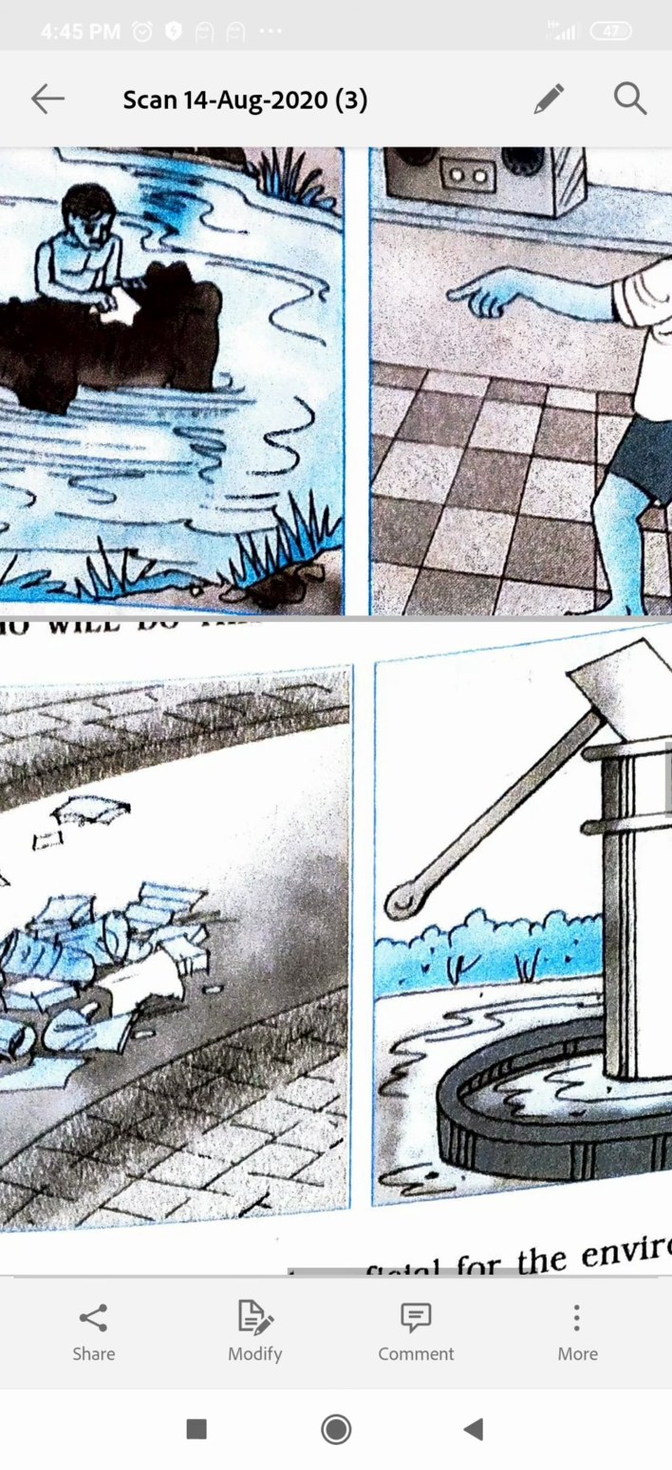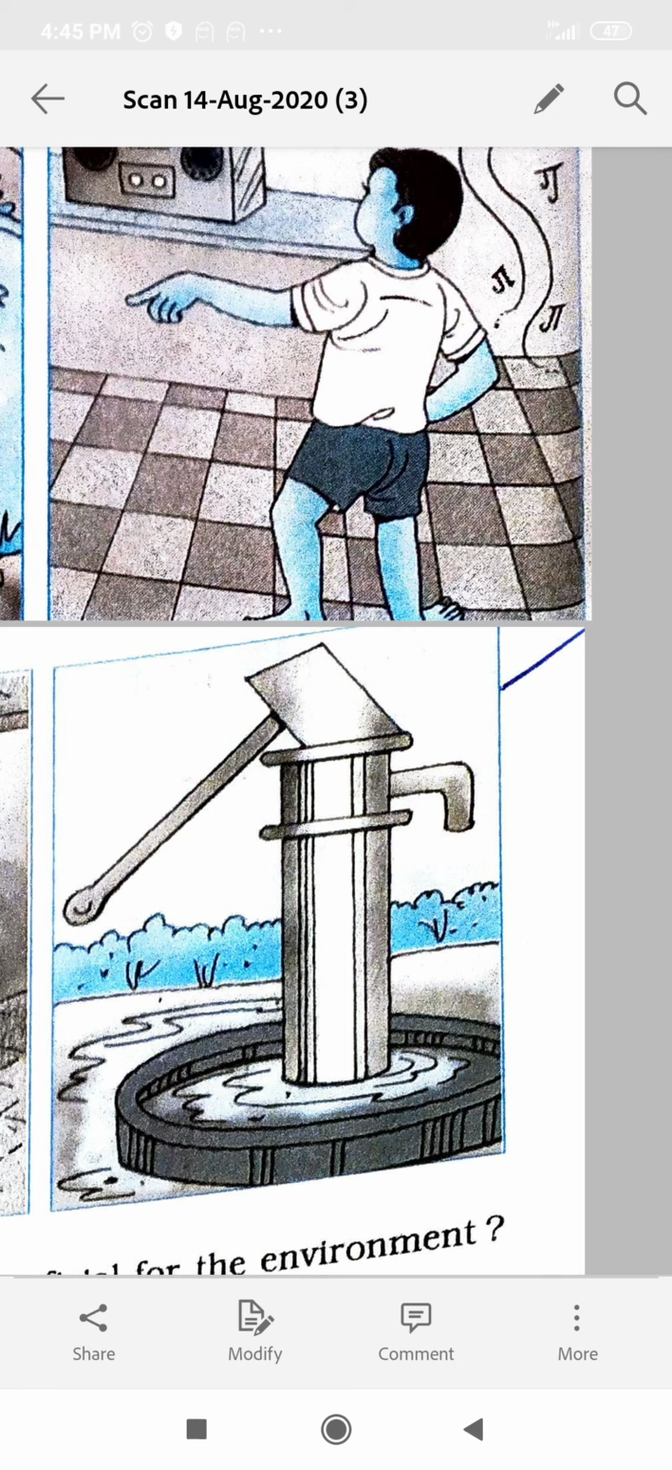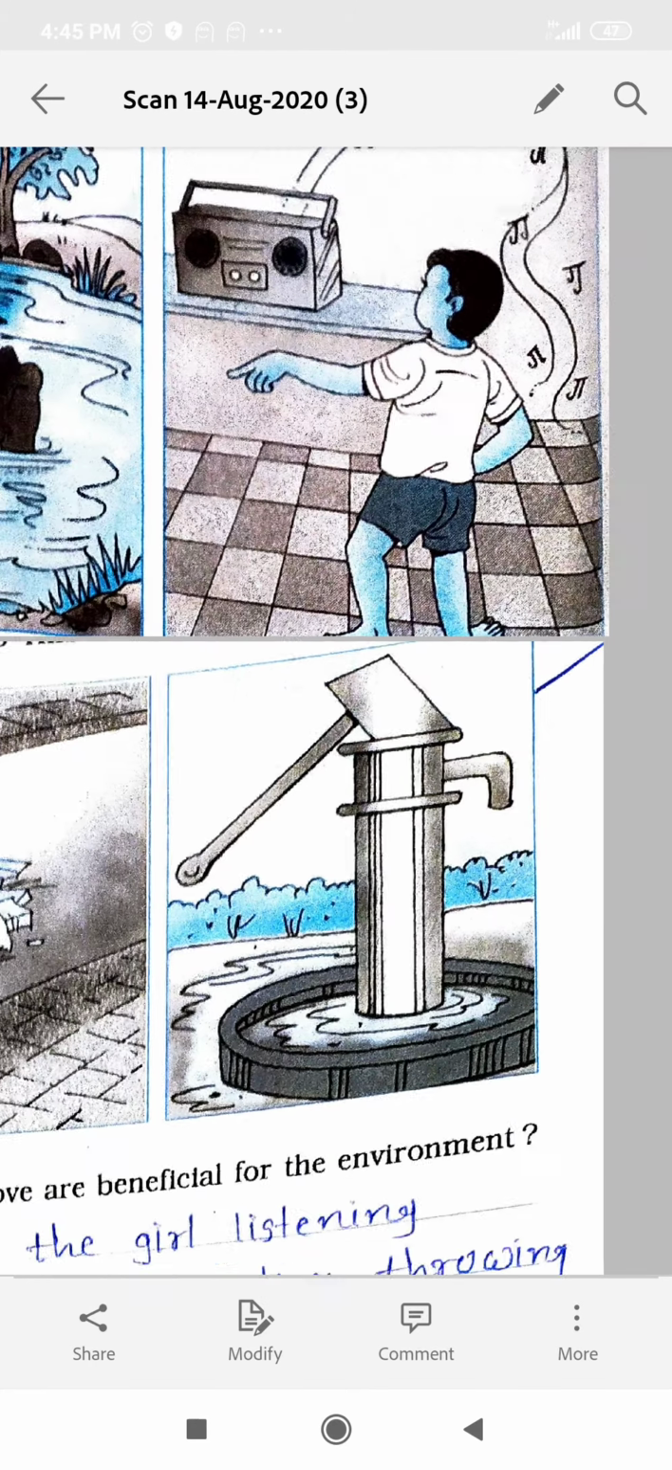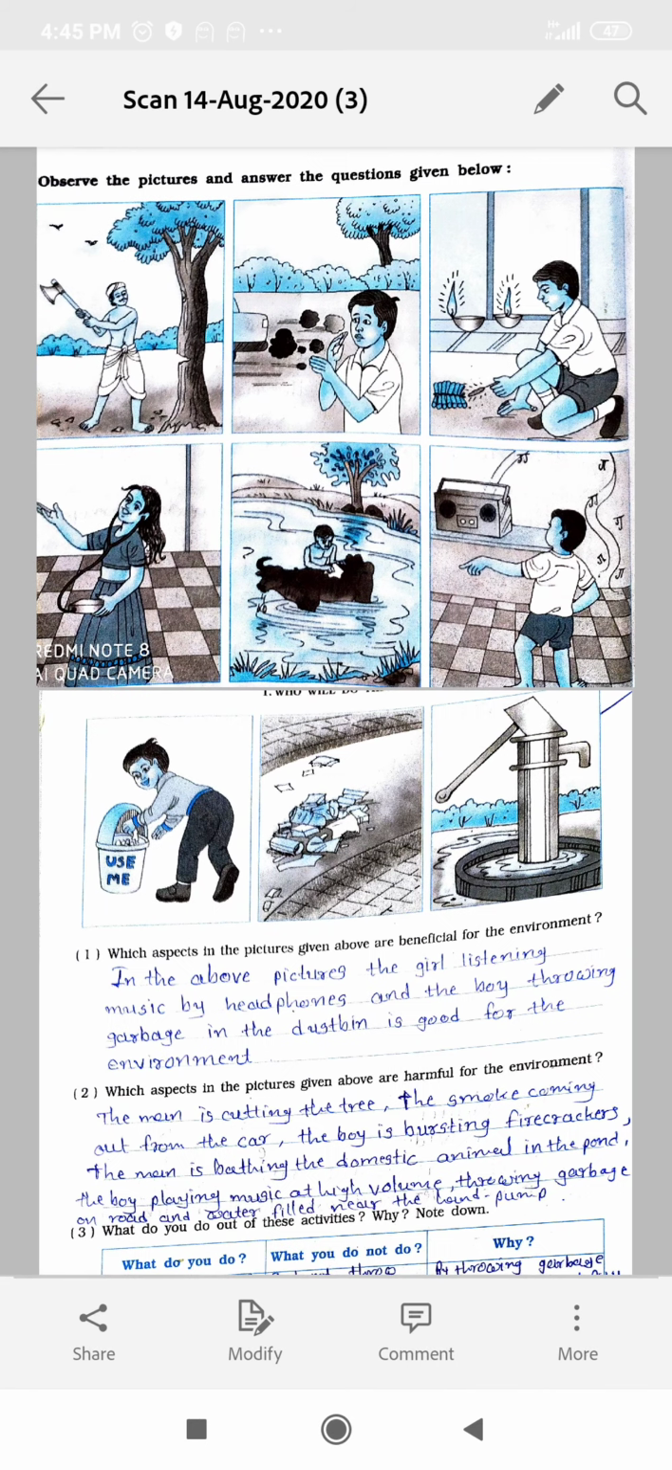Now, the last picture, ninth picture, water filled near the hand pump. So, these are the descriptions of the pictures. Now, turn the page to page number 10. Here, some questions are given. So, write them down in your workbook.